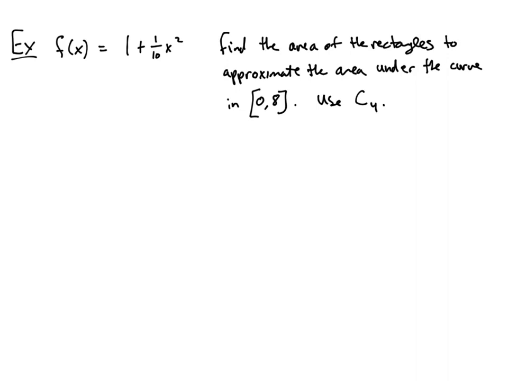So we'll finish this video off with an example. We're given a function f of x is equal to 1 plus 1/10 x squared. We want to find the area of the rectangles that will approximate the area under the curve in the interval 0 to 8. We're going to use C sub 4. This just means let's use center approximations, and we'll have 4 subintervals.